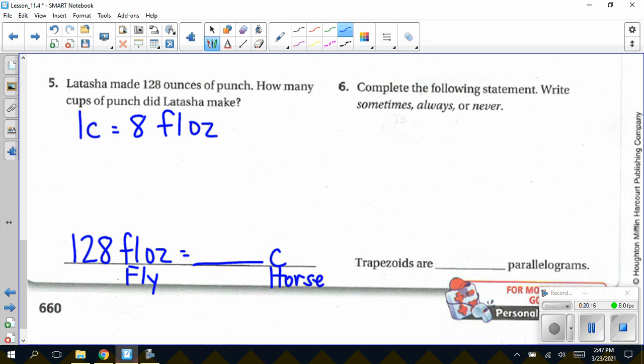And number 6, complete the following statement, and it will be select for drop down, sometimes, always, or never. Trapezoids, are they always, sometimes, or never parallelograms?